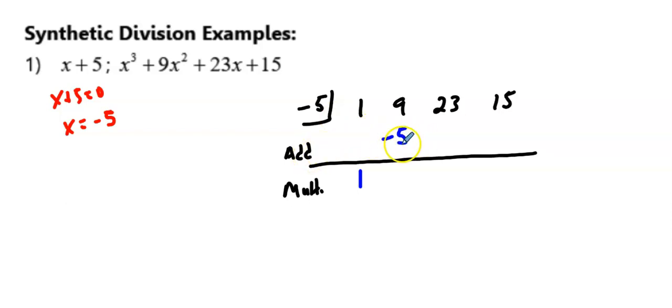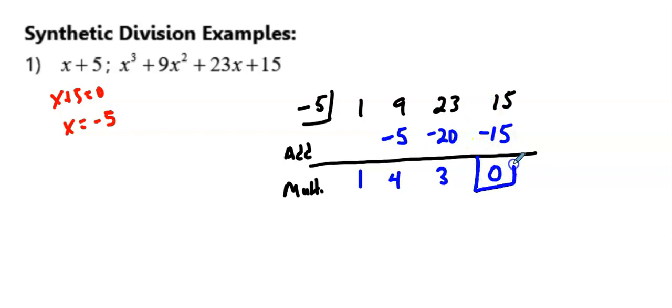So now anything on this level we're going to add. So 9 plus negative 5 is 4. Now we'll multiply. 4 times negative 5 is negative 20. Then we'll add again. 23 plus negative 20 is 3. And we'll multiply. 3 times negative 5 is negative 15. And 15 plus negative 15 is 0.